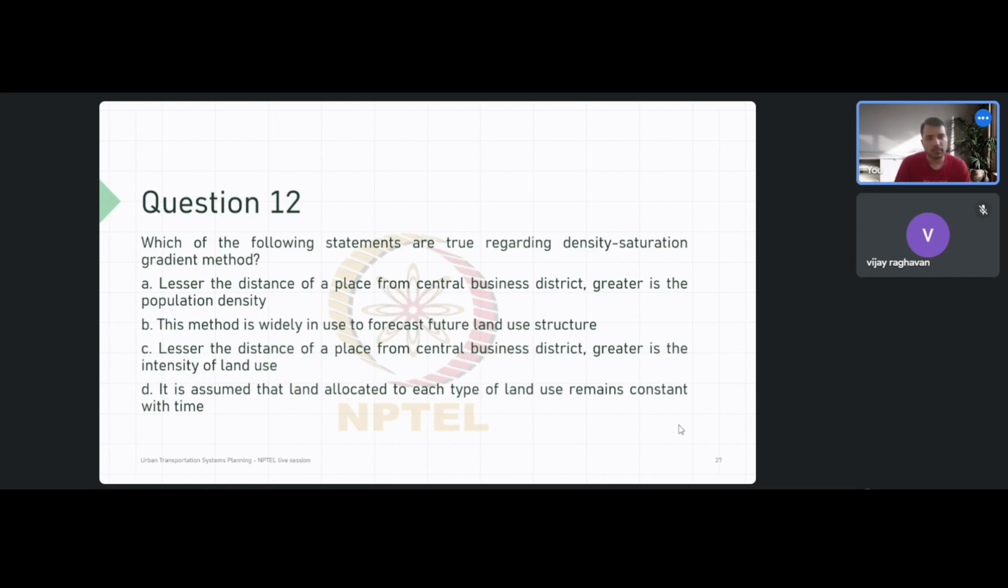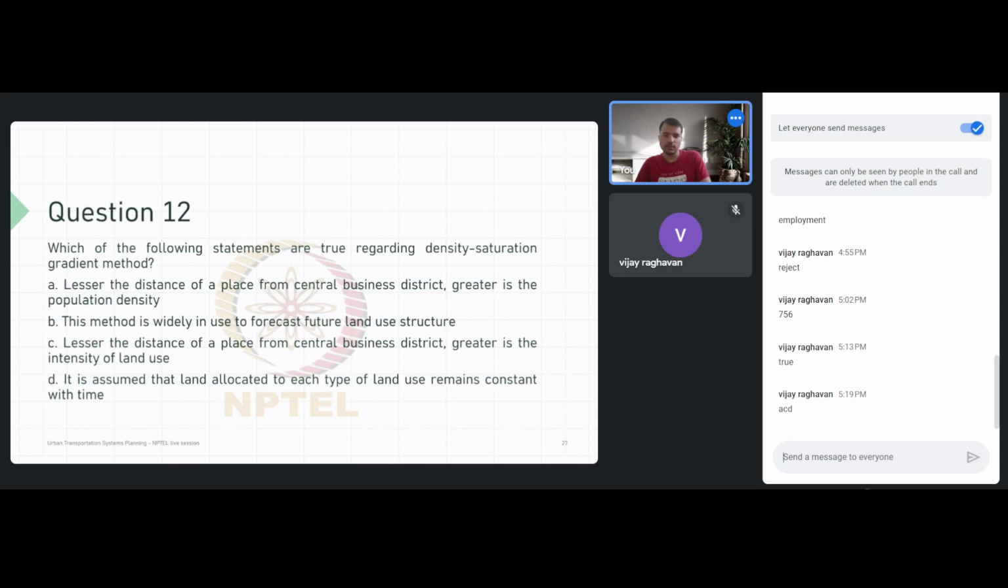Any response for this? Okay. A, C, and D.